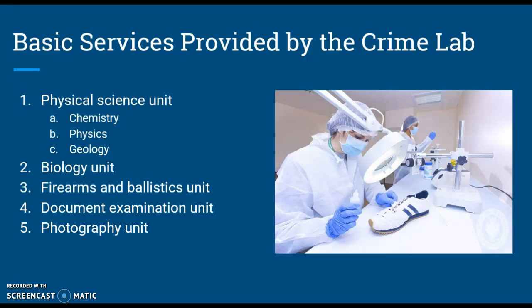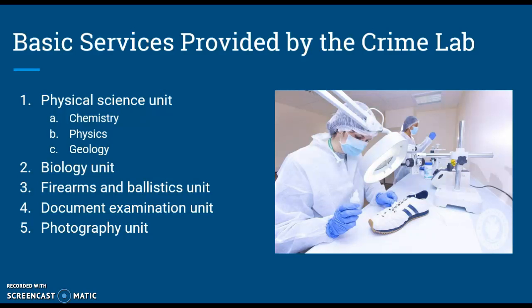You typically will have some sort of physical science unit, which deals with chemistry, so toxicology, physics, which would be blood spatter analysis and also bullet trajectories, and then geology, which would be soil. The biology unit deals with DNA. Firearms and ballistics will deal with identifying the types of guns used in a crime. Document examination will look at handwriting and also forgeries.